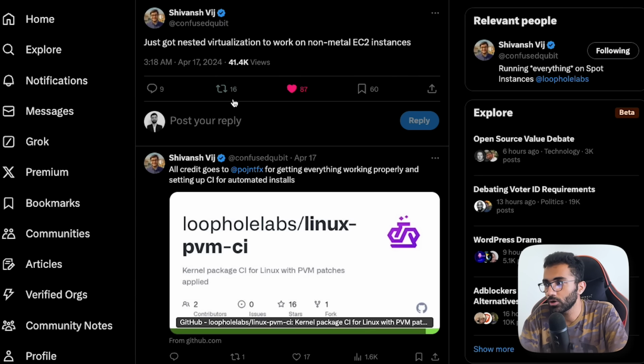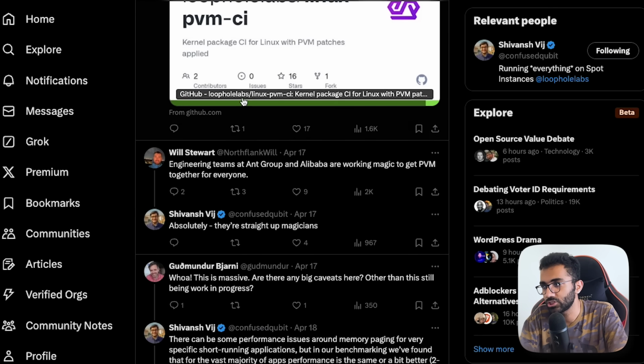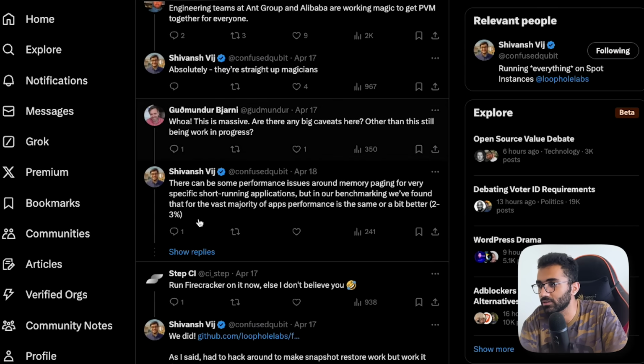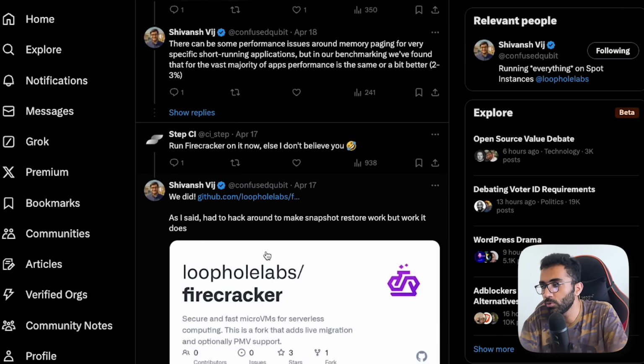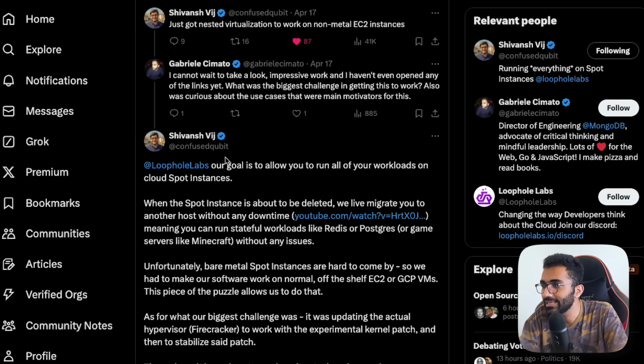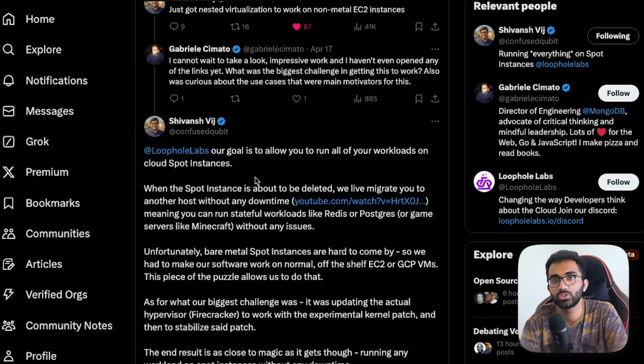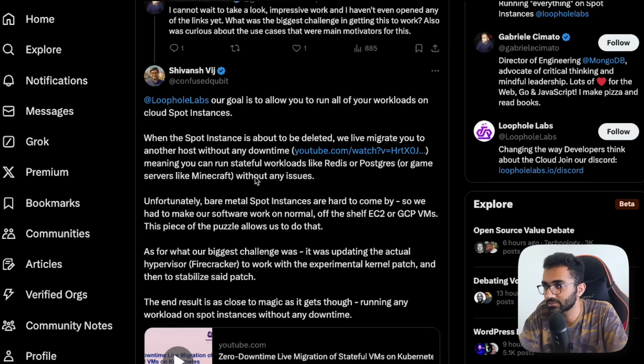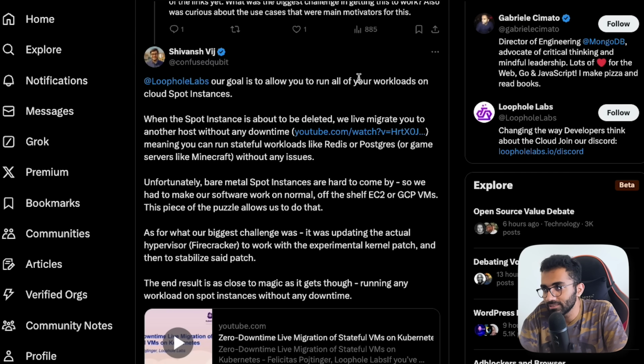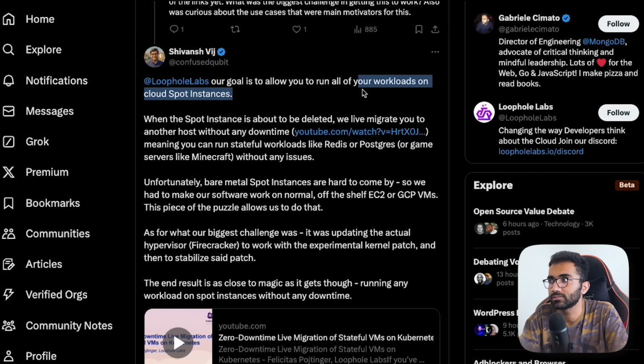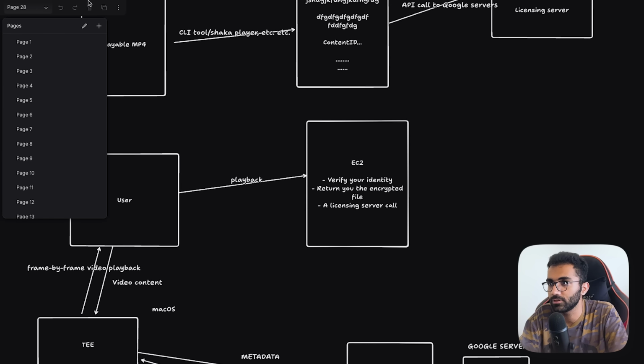So anyway, once I got to know about this tweet, I checked out his work and I checked out what the company he's working with does. Loophole Labs, their goal is to allow running all of the workloads on cloud spot instances, which is another brain-exploding moment, because spot instances, I'll tell you what spot instances basically are.